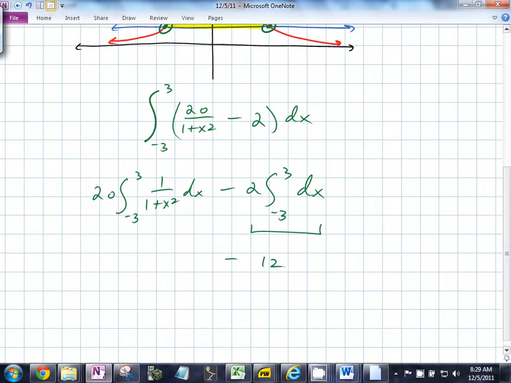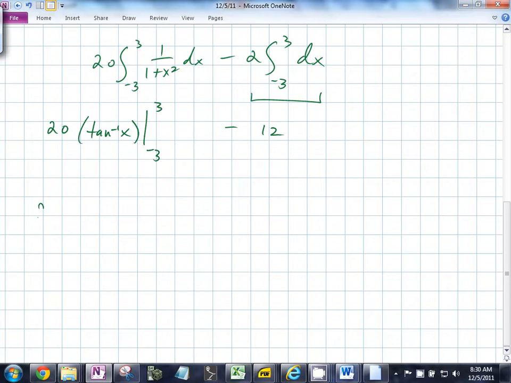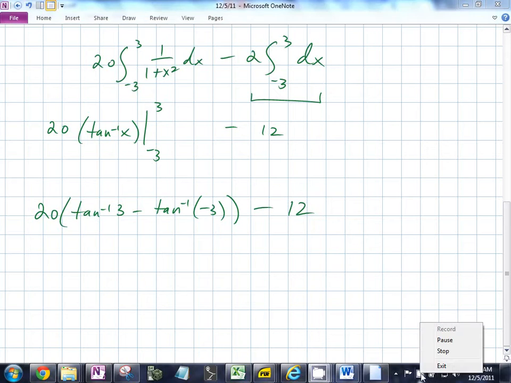That's correct. What is the integral of 1 over 1 plus x squared? Tan inverse. So this is 20 times tan inverse of x from negative 3 to 3. That's correct. So this is 20 times tan inverse of 3 minus tan inverse of negative 3, minus 12. Now what do you have to use? Let's write it all down.